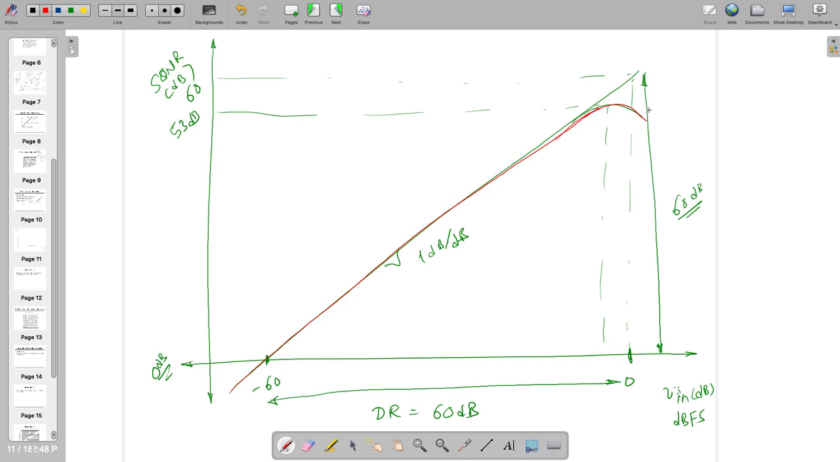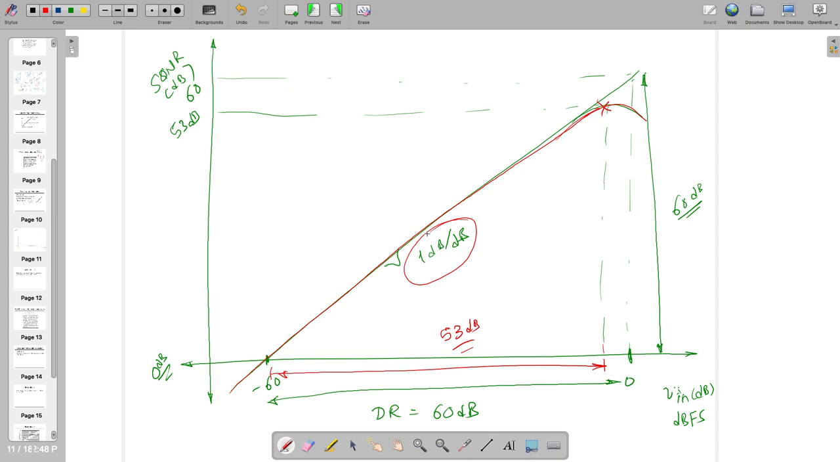The rate curve is a real curve where after this point it's getting saturated, the output reaching beyond VDD, so you are not getting better SNR than this point, so it will go down. So this point is 53 dB, so what should be the dynamic range? Exactly 53 dB. I know it is less than, but if it is 1 dB per dB, which is already given to you, then it has to be 53 dB.